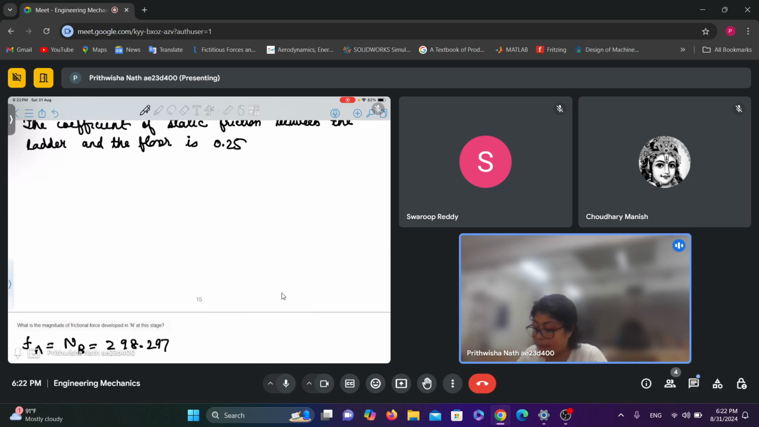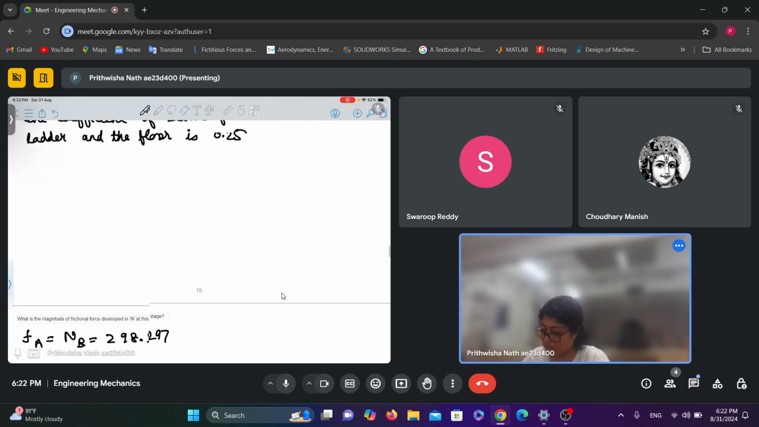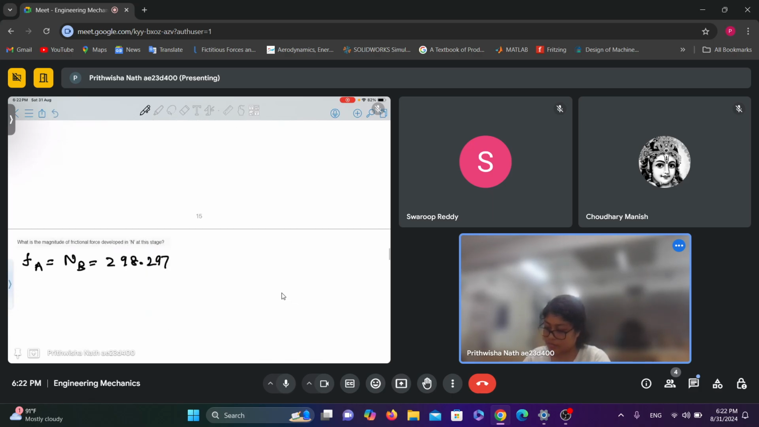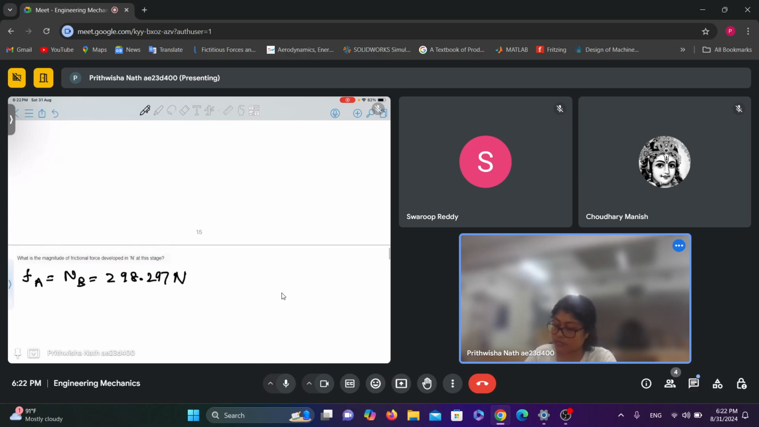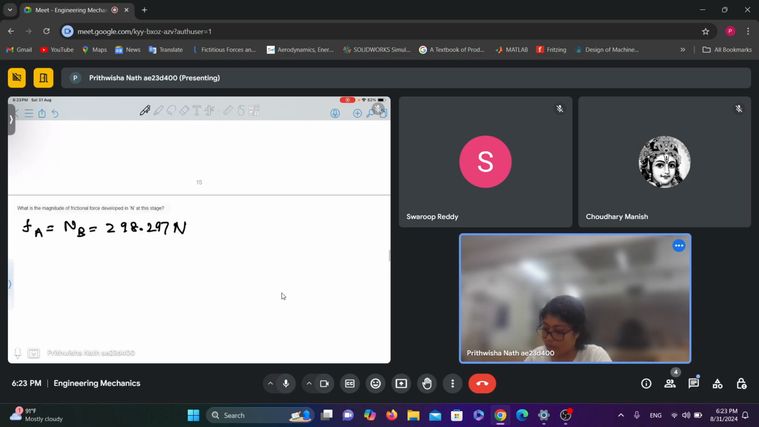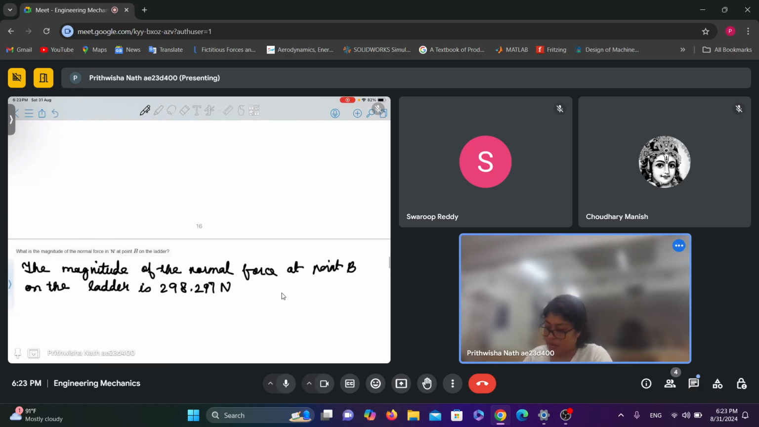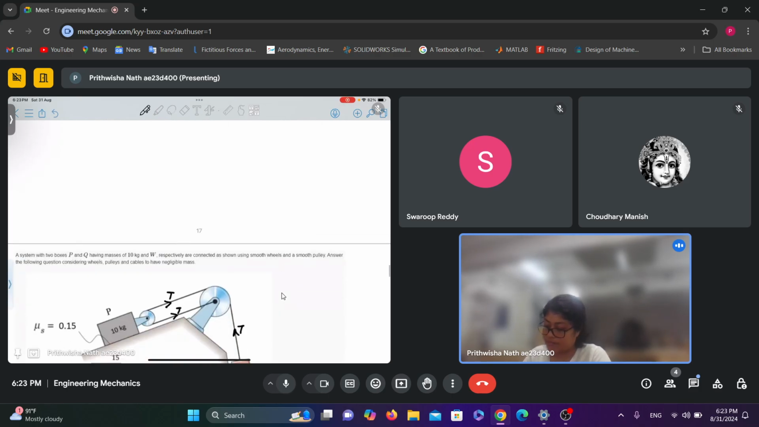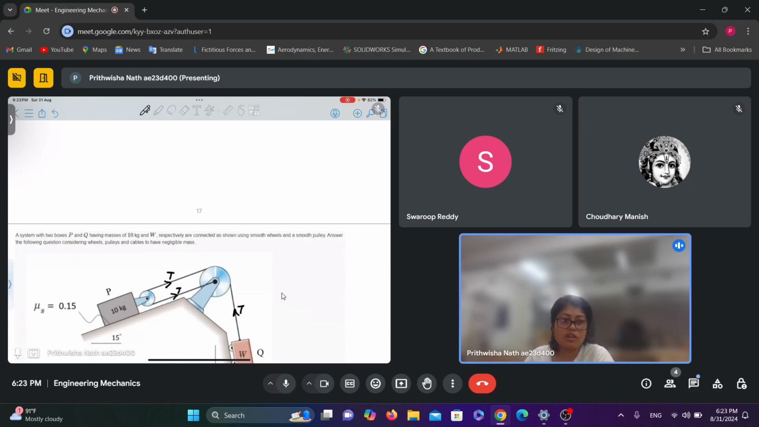So they have asked the magnitude of frictional force, which is nothing but again NB. And the normal reaction at point B, which is again NB. And this is the problem we solved just now.